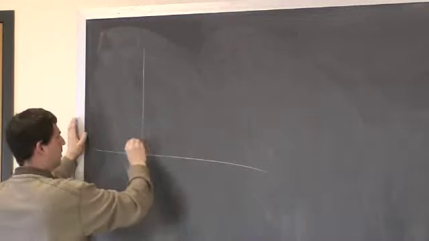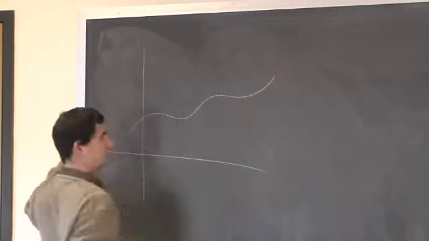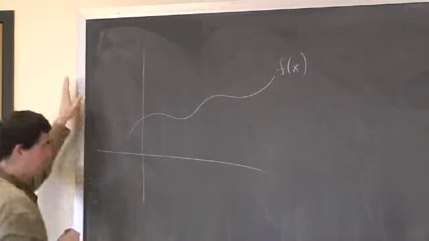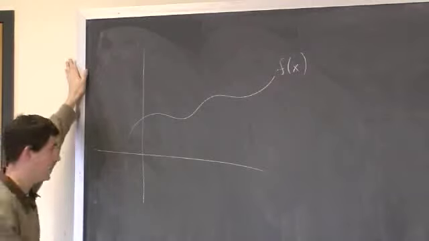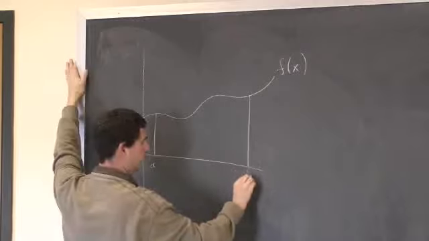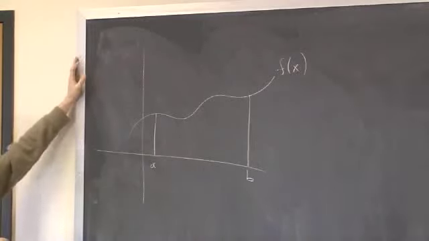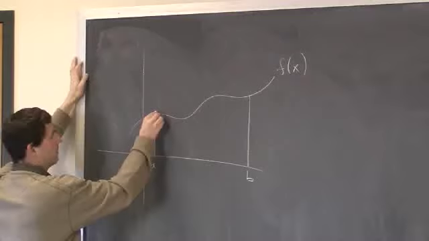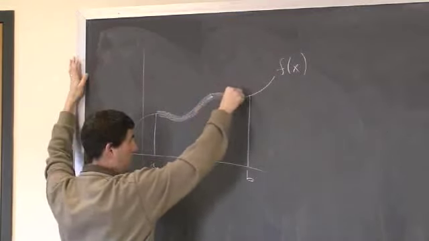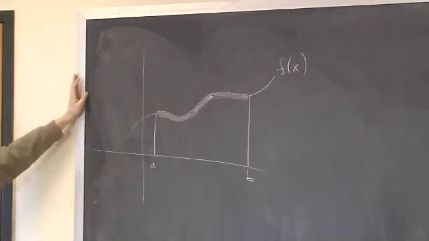So let's say, all right, we have a nice function, f of x, and we restrict our attention to some interval, a to b. So I'm interested in this part of the graph. And the question is, what is the average value of the function on that interval?